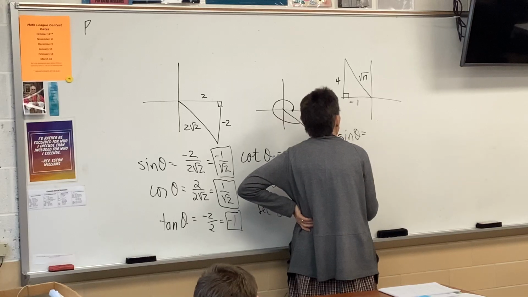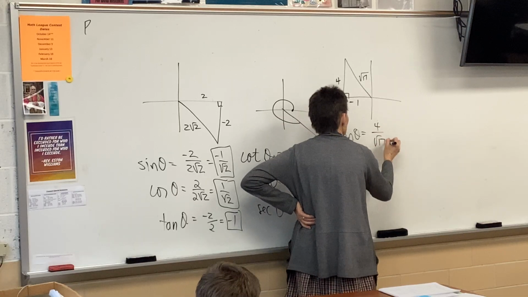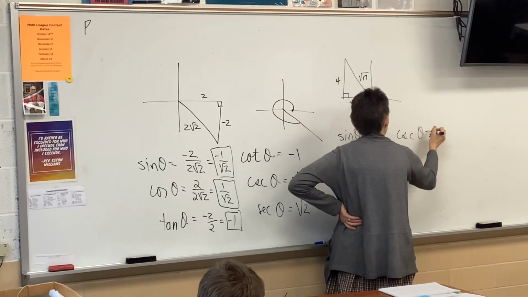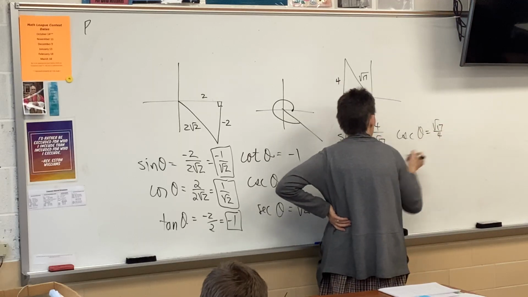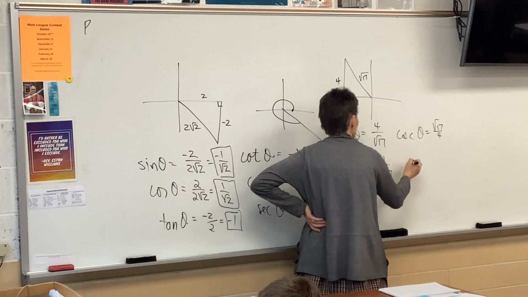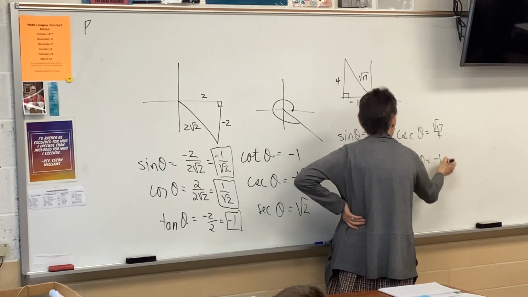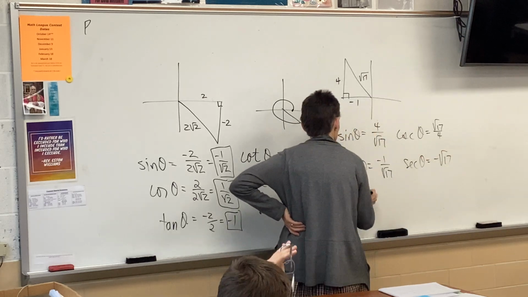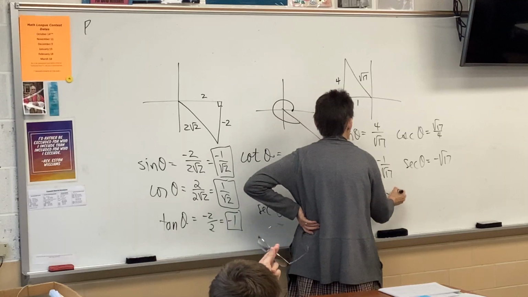So your sine is 4 over root 17. Your cosine is -1 over root 17. And your tangent is -4.